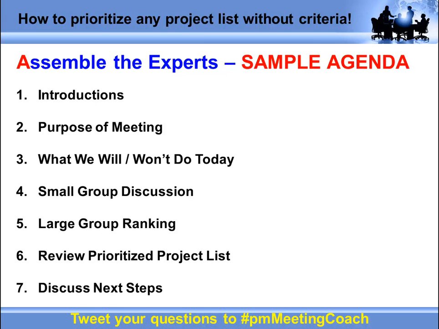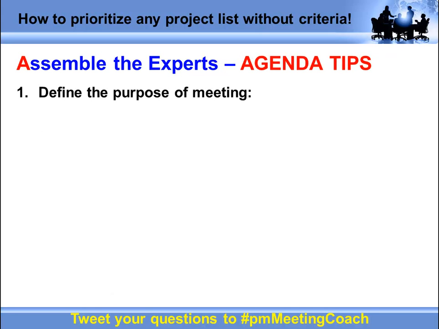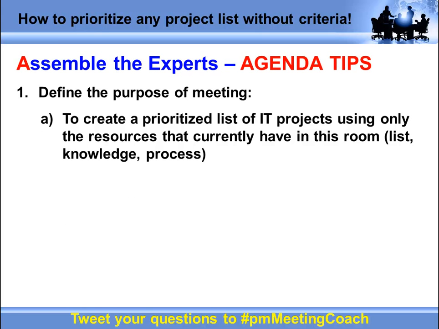Okay? So, let me give you a few more tips. First, we want to define the purpose of the meeting. Often I tell my groups the purpose of this meeting is to create a prioritized list of IT projects using only the resources that we currently have in this room. And the resources we have in this room right now, we have the initial list, we have the knowledge of all the people in the room, and we have a process to put the knowledge and the list together and figure out what the priorities are. That's what we're going to do today. That is the purpose of this meeting. We are going to get it done.